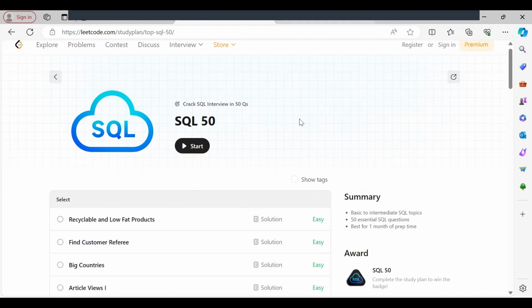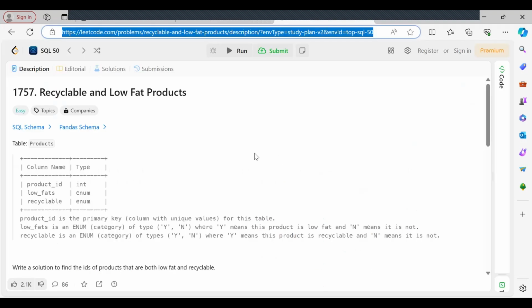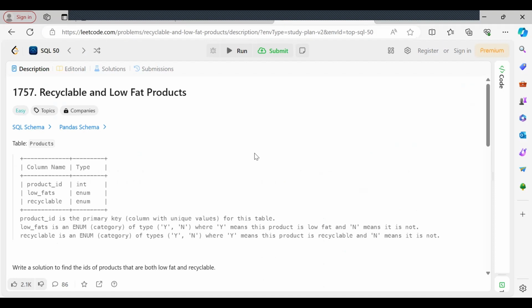So let's look into the question and what it says. This is a very fundamental and easy question. There is a table called products, and this table has three columns: product ID, low fats, and recyclable. Product ID is a numeric column. Low fats is an enum which can have values Y or N, and recyclable is also an enum, which can have values Y and N.